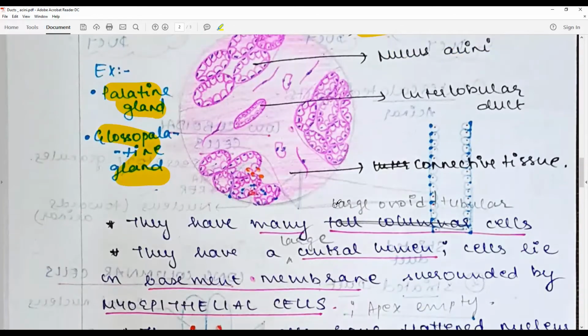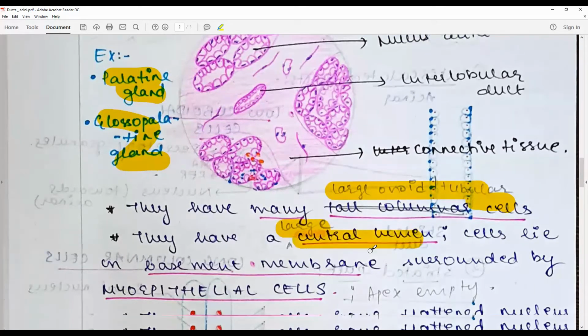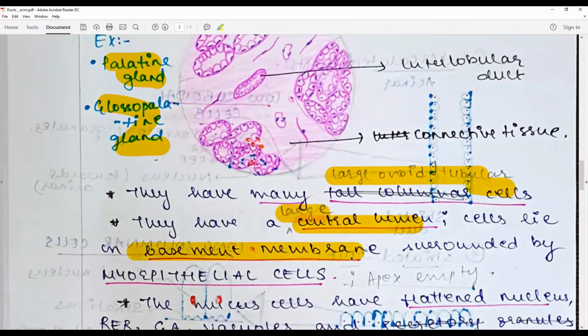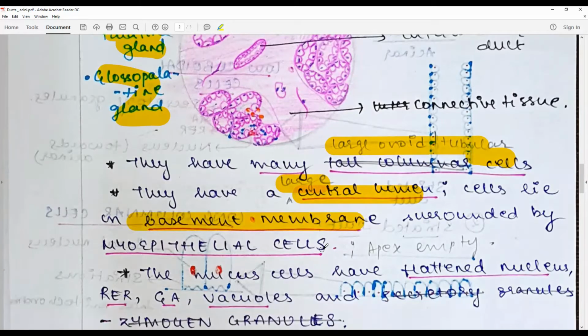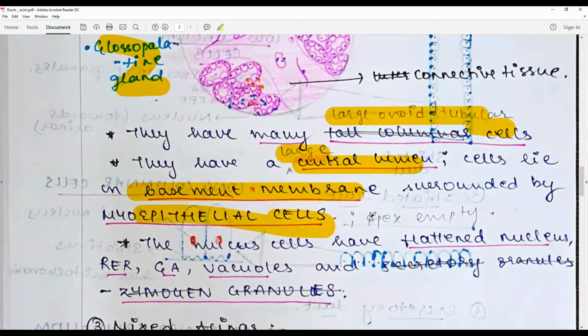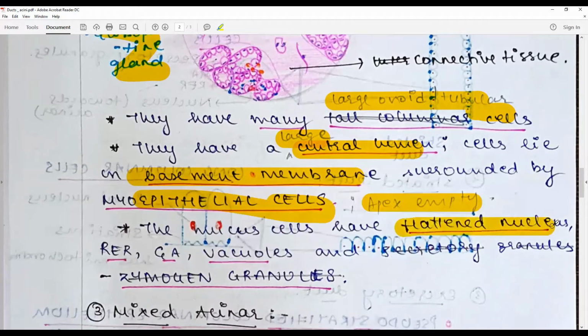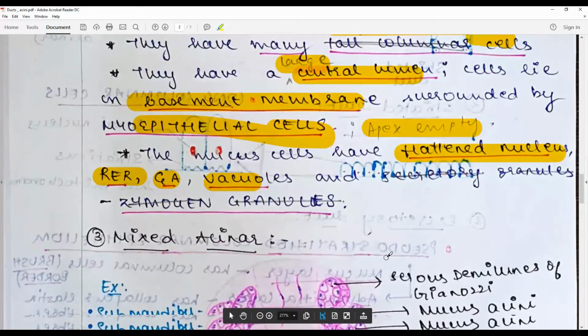They have large ovoid tubular cells and a large central lumen that lie along the basement membrane. They are very close to the basement membrane and surrounded by myoepithelial cells, and the apex is empty, unlike in serous cells where there are zymogen granules. The nucleus has a flattened appearance. Rough endoplasmic reticulum, Golgi apparatus, and vacuoles are seen, and you will not have zymogen granules.